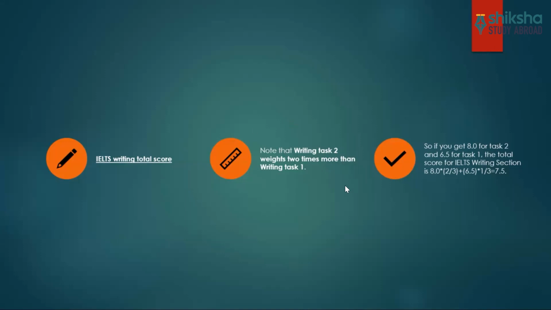That doesn't mean that you have to give more attention to writing task 2. Both the tasks should be given equal attention and practiced equally well. So if you get 8 for task 2 and 6.5 for task 1, the total score for the IELTS writing section as a module will be 8 into 2 by 3, because task 2 has more weightage, plus 6.5 into 1 by 3, for task 1. And that comes up to 7.5. So this is how you calculate your writing score.